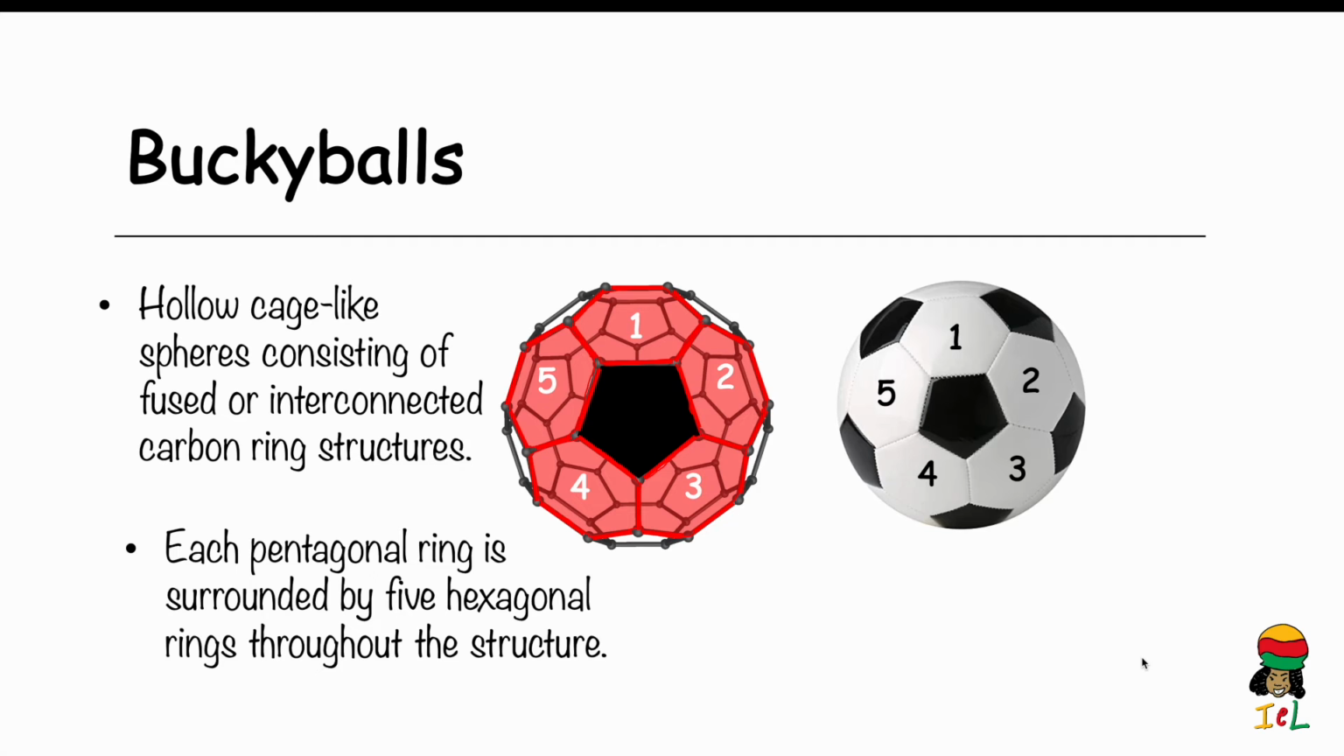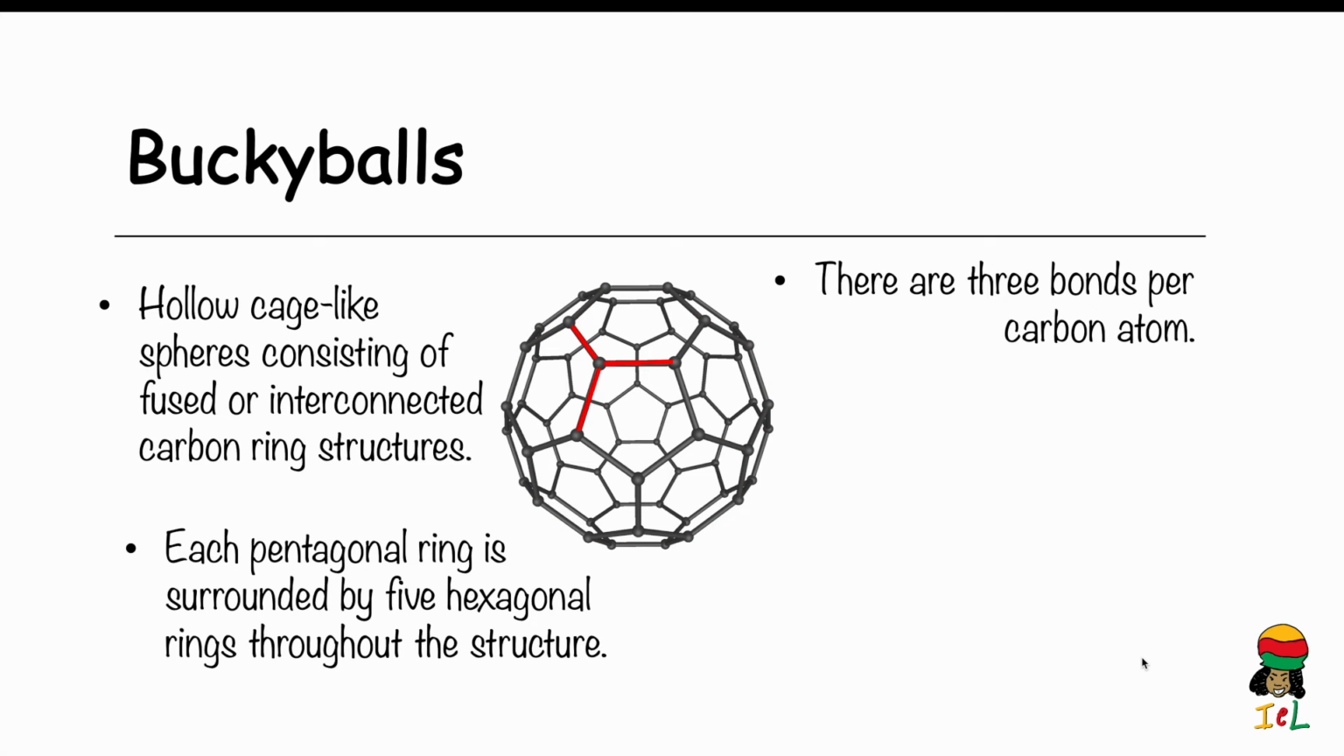Therefore, one hexagonal ring is attached to each side of the pentagonal ring. This pattern is repeated throughout the structure of the buckyball. Each carbon atom forms a covalent bond with 3 other carbon atoms, as shown with the red bonds from the central carbon atom to 3 other carbon atoms.